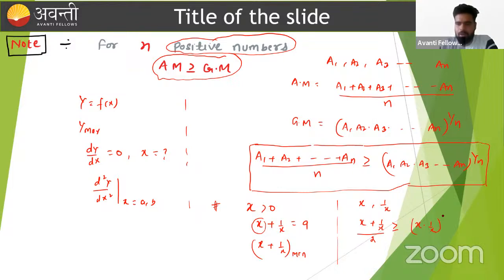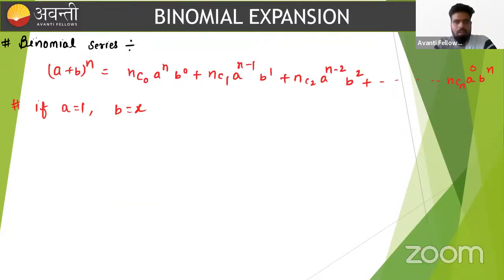So if two numbers are given, then we can say 1 by 2. How can we write x plus 1 by x? That is greater than or equal to 1. Dividing over 2, we can transfer 2 here, so that x plus 1 by x must be greater than or equal to 2. So what is the minimum value? That is 2. What is the minimum value of x plus 1 by x? That is 2. In this manner, we can apply the concept of AM greater than GM.